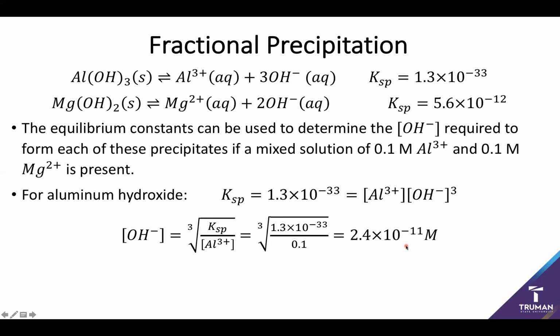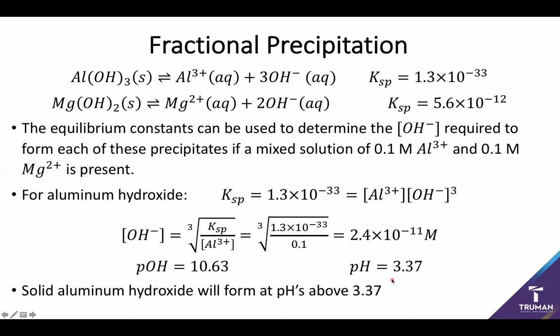And that's actually a fairly low number. So we can turn that OH into a pOH, that's 10.6, or a pH of about 3.4. So in other words, solid aluminum hydroxide will form at any pH above 3.4. So as soon as the pH gets anything above 3.4, which is actually quite acidic, we're going to start forming more aluminum hydroxide. The more hydroxide I add, the more aluminum will precipitate out.